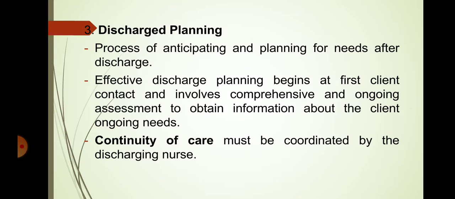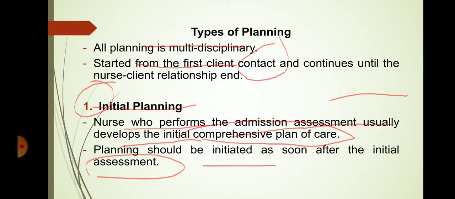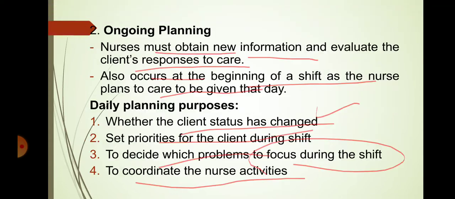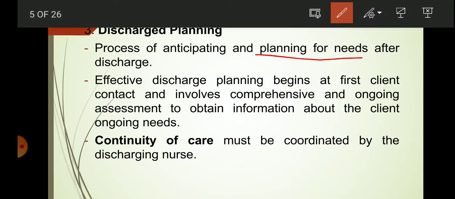Now, the third one would be discharge planning. We have initial, ongoing, and discharge planning. So, it's the process of anticipating the planning for needs after discharge. Of course, the follow-ups. Usually, when we discharge our client, we give information on where they can call in case of emergency problems, where to consult if there are untoward events, like significant deterioration in their condition. We also give instruction regarding the patient's diet at home.